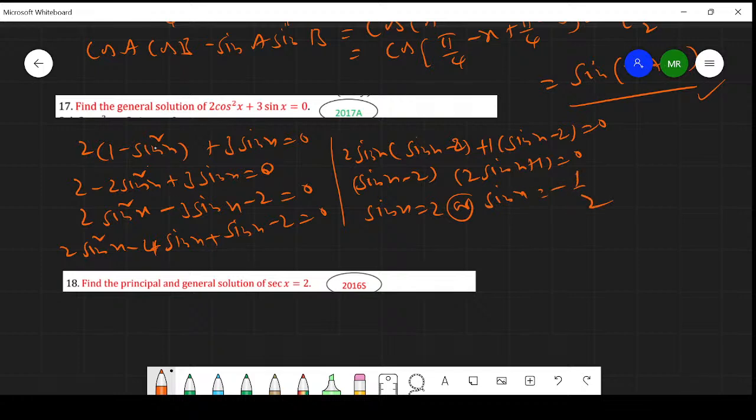So procedure again: replace cos square with 1 minus sin square, expand, multiply the negative, find the factors. I got sin x is equal to 2, but this is impossible. Why? Because the maximum value of sin x is 1. Sin x can never be 2.